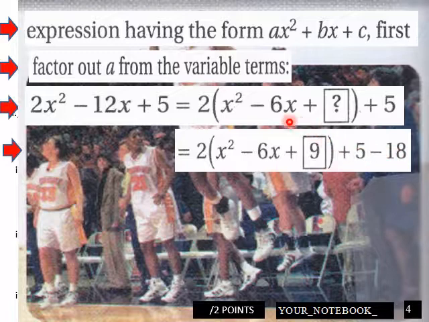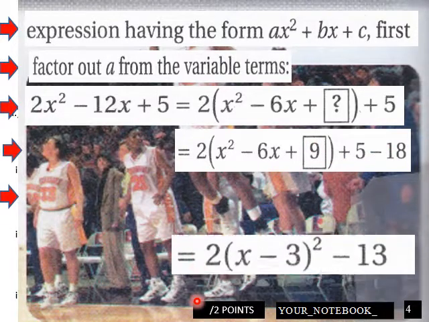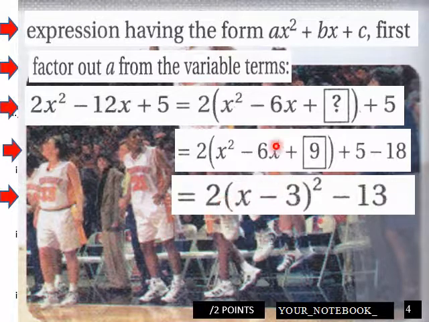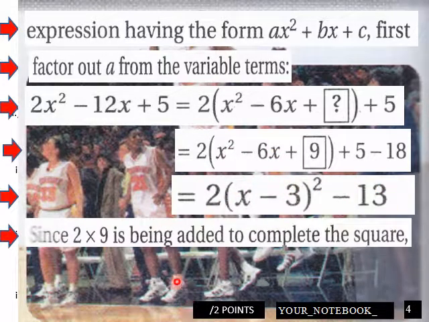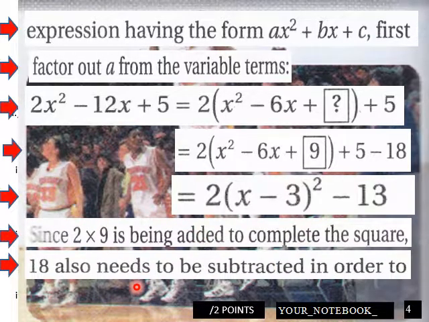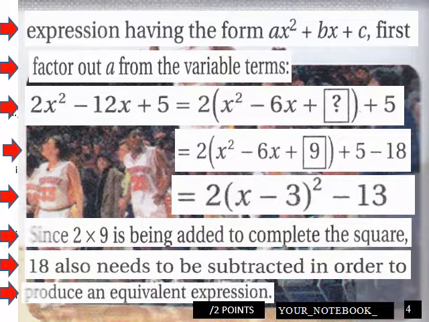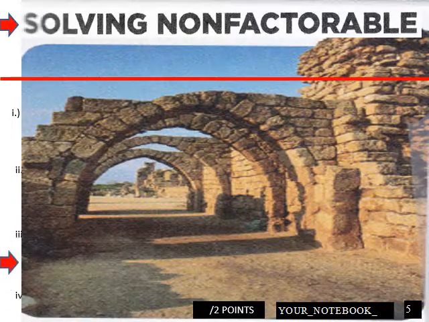So this would be something that you add out here because you're adding 18 here. You have to subtract it outside here. So this becomes 2 times x minus 3 squared minus 13. Since 2 times 9 is being added to complete the square, 18 also needs to be subtracted. So they explain that there to produce an equivalent expression.